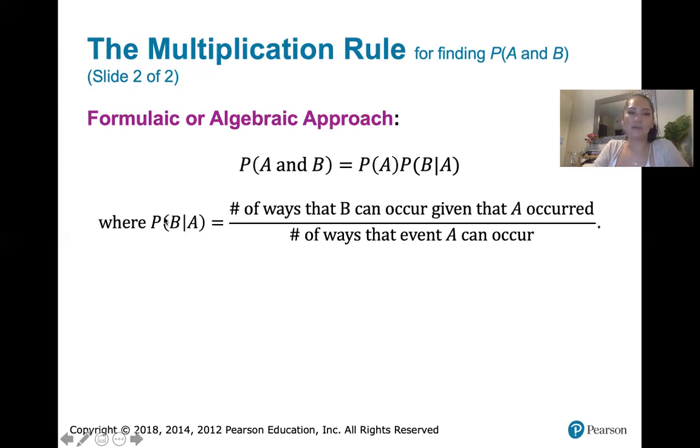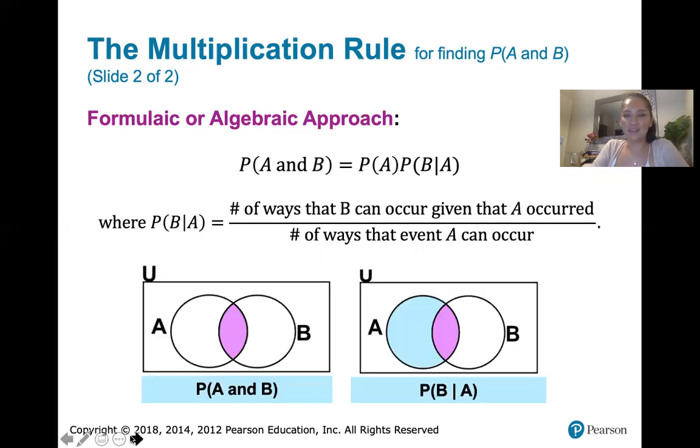And again, the probability that B occurs given that A occurs can be found this way. You want to count the number of ways that B can occur given that A has already occurred, and then you want to divide by the total number of ways that event A can occur. So it's like this Venn diagram over here on the right. You find the number of ways that A can occur. That's all of the simple events that are in this blue circle.